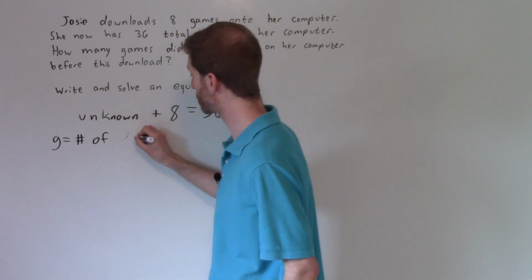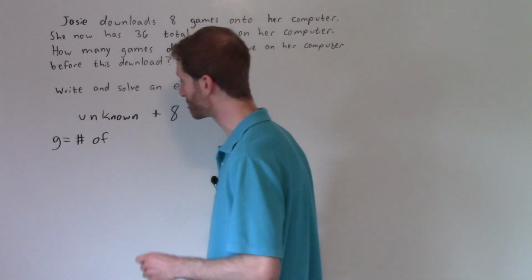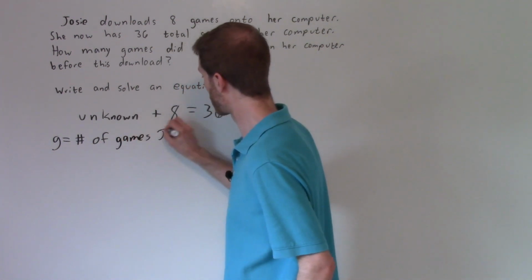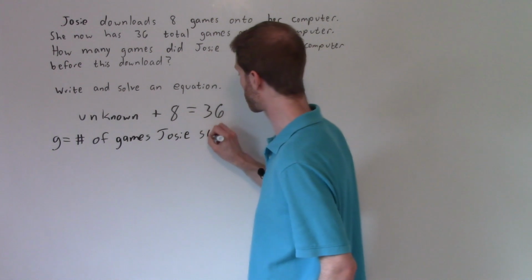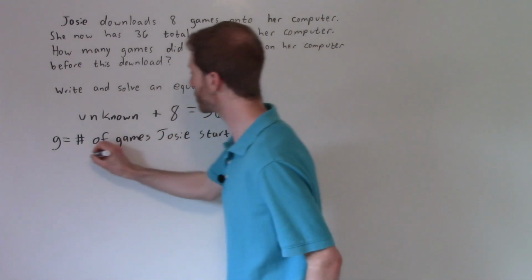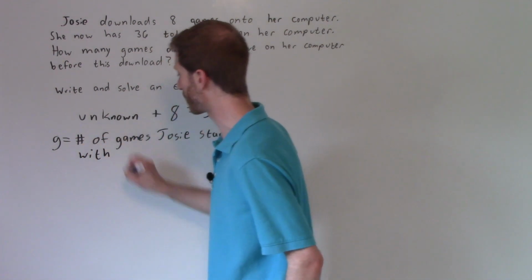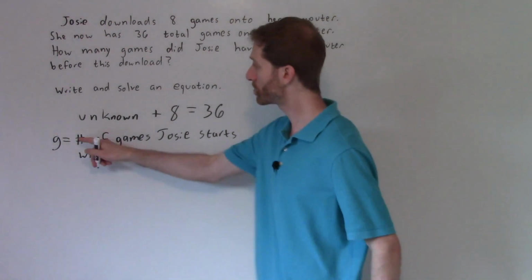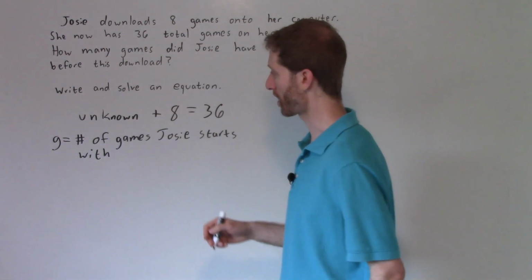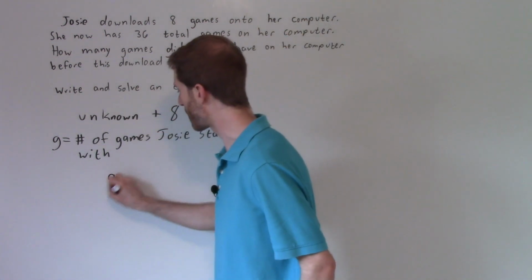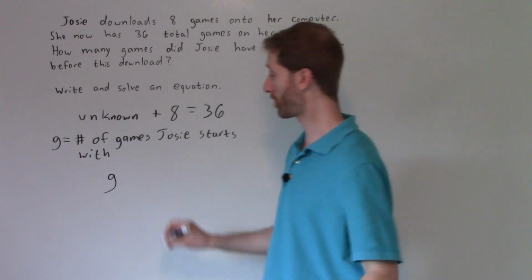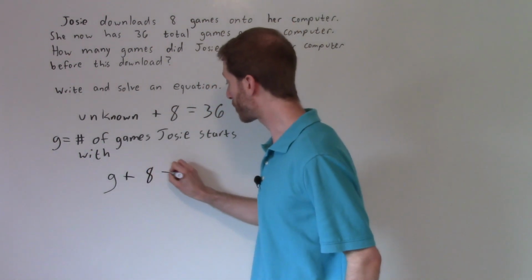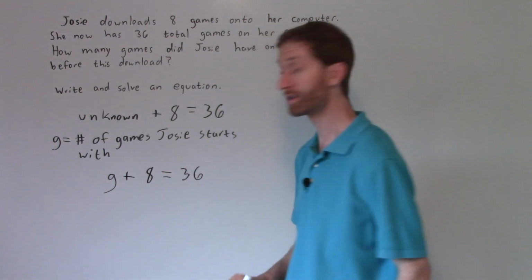Number of games, and I was about to put number of Josies. That wouldn't make any sense. Number of games Josie starts with. And I know this seems like quite a big definition of a variable, but this leaves no question as to what G represents. So G is that unknown number of games we start with. So I'm going to say we started with G games, we don't know how much that is, we downloaded or added 8, and our total after that is 36.